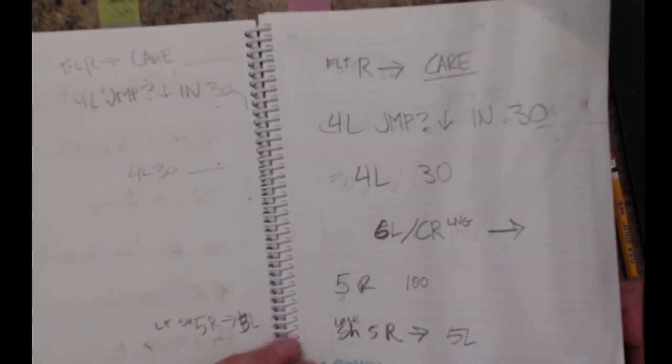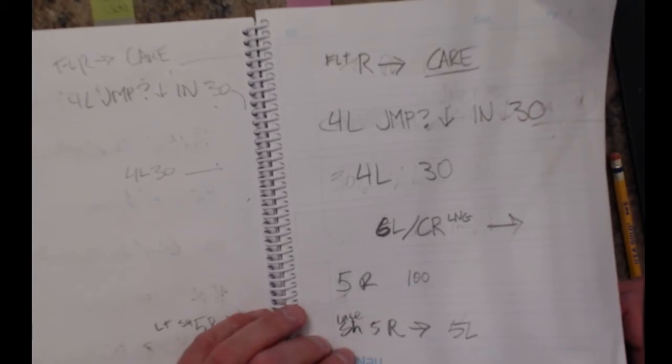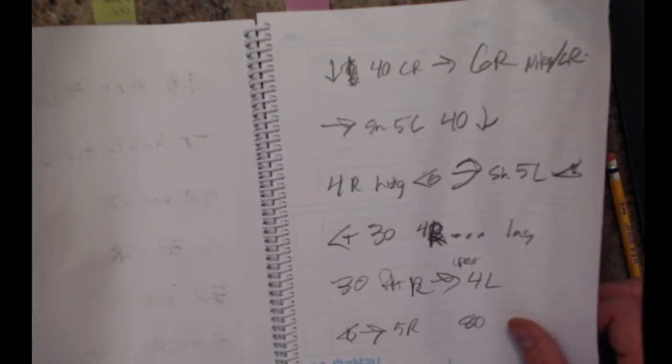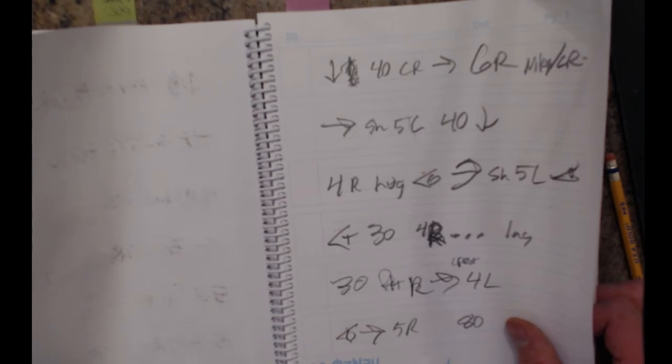What does the whole thing look like? So we got a late short 5 right into 5 left, down 40, crest into 6 right, middle over crest, into short 5 left, 40, down 4 right hug, opens, into short 5 left, opens, tightens, 30.